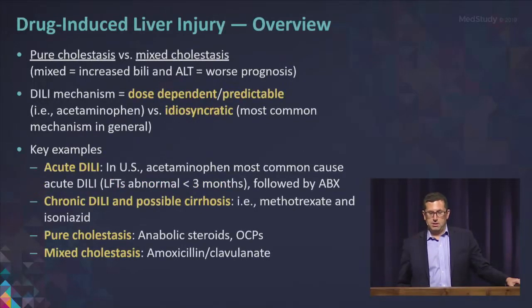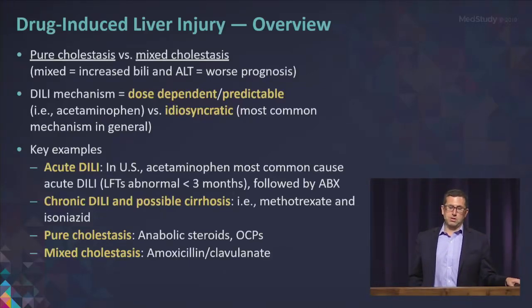So now we're going to talk a little bit about drug-induced liver injury. We're kind of getting close to the end here. There are two types. There's pure cholestasis and mixed cholestasis. Generally, mixed cholestasis is worse. That means the bili and the ALT are both elevated.